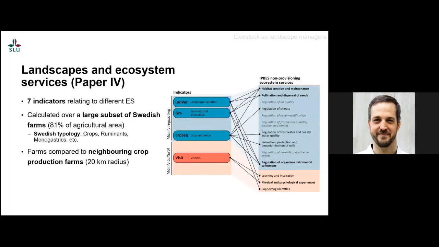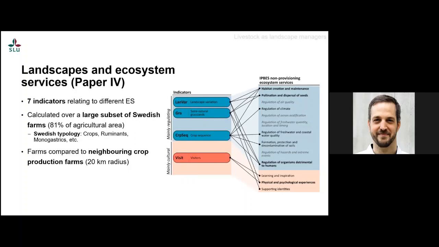And all of these indicators were calculated for a large subset of Swedish farms, covering more than 80% of the total agricultural area. And all of the farms were categorized as being of a specific type based on the Swedish typology of farms. So each farm was categorized as either specializing in crop production, ruminant production, pig or poultry, or being a small-scale farm, for instance.